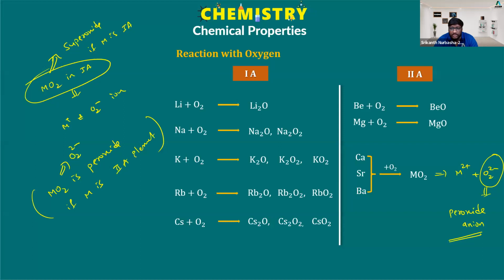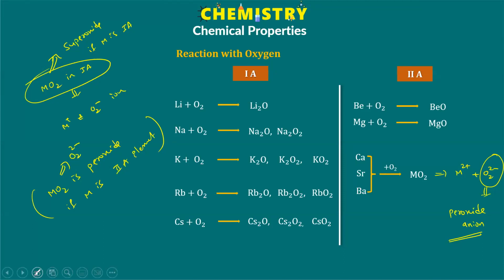Normal oxide, peroxide, and superoxides are formed by 1A elements. Lithium forms normal oxide, sodium forms normal oxide and peroxide, and potassium, rubidium, and cesium form normal oxide, peroxide, as well as superoxide. Beryllium and magnesium form only normal oxide; calcium, strontium, and barium form only peroxide. In group 2A, superoxide is not formed because of smaller size. Is everything clear so far?